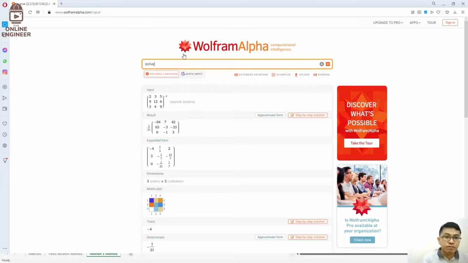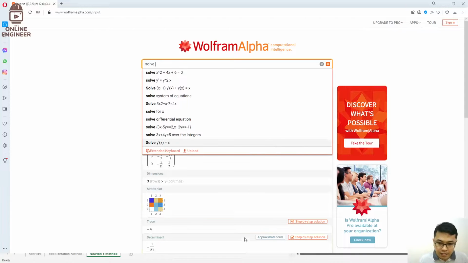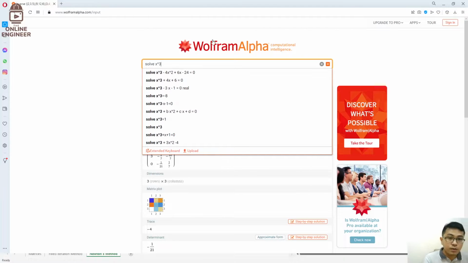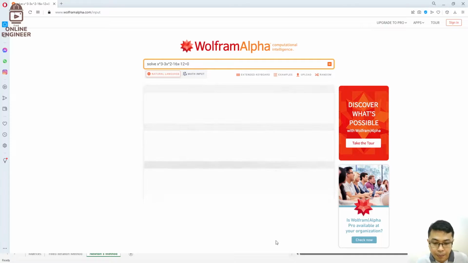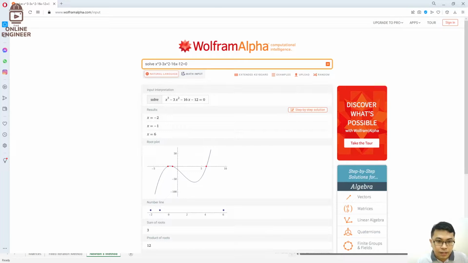So I'm going to have here solve. What was that expression? Let me just copy over the expression. So it's x cubed minus 3x squared minus 16x minus 12 equals 0. This is the equation. Let me just double check. All right, so once again, x cubed minus 3x squared minus 16x minus 12. And as you can see here, it automatically shows us the roots, guys. You see how fast it does it for us.